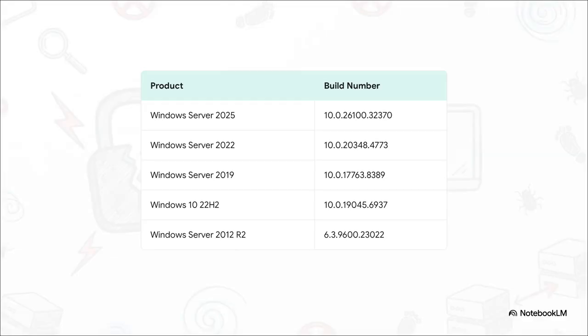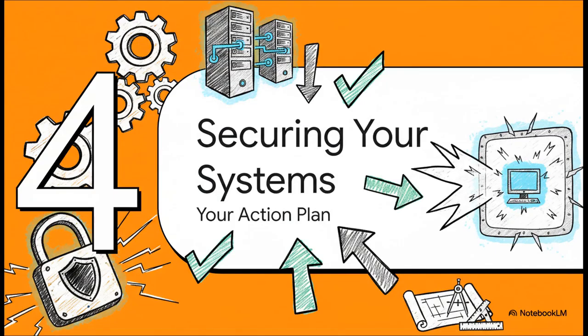And here's the list. Take a good look. This isn't just one or two niche products. We're talking a huge range, from the newest versions of Windows 11 all the way back to Windows Server 2012 R2. If you see your system on this list, especially if you're using remote desktop services, you really need to be on high alert.